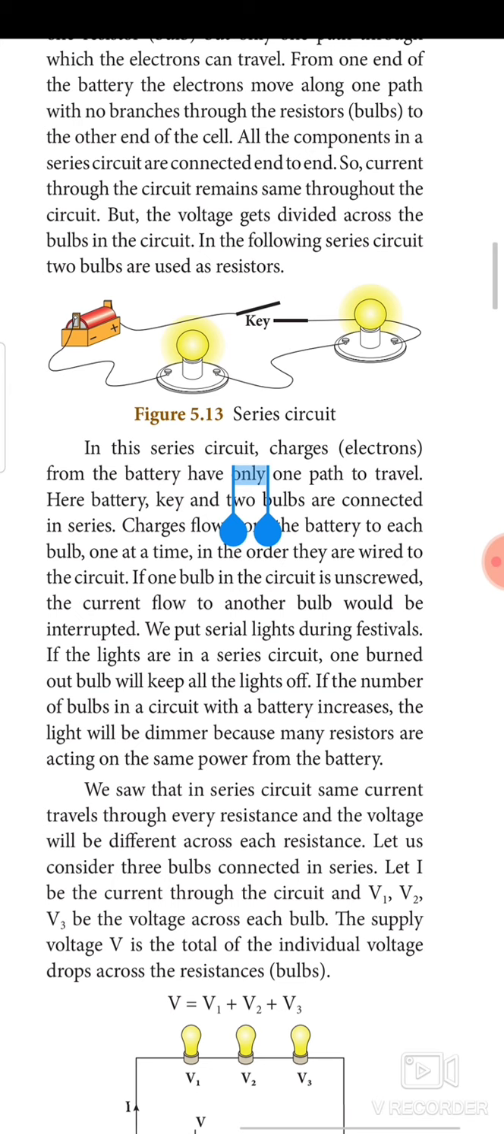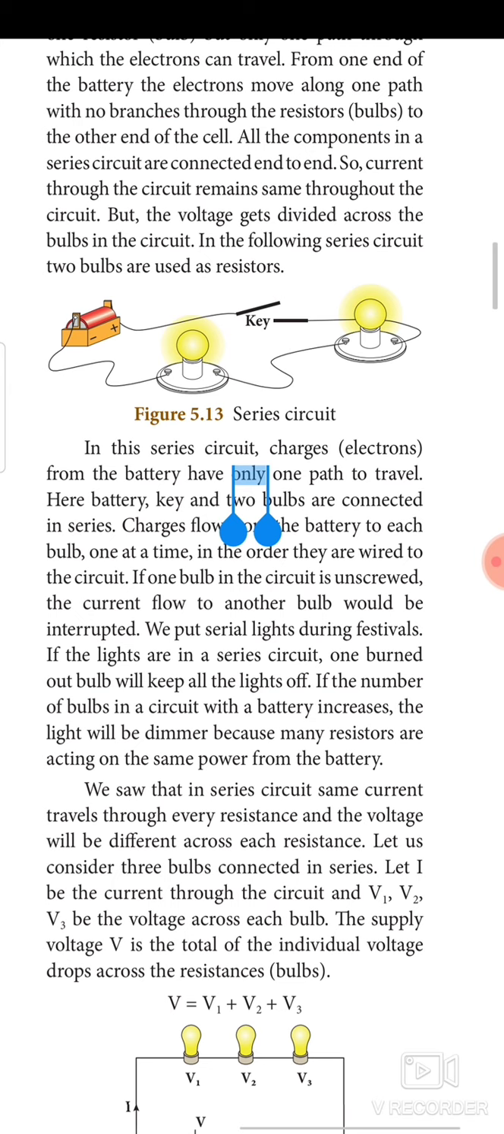If one bulb in the circuit is unscrewed, the current flow to the other bulb would be interrupted. This is what happens in a series circuit. We put serial lights during festivals. Yes, and this is the Christmas season. Many of you may put serial lights in your home. If the lights are in a series circuit, one burnt out bulb will keep all the lights off. If the number of bulbs in a circuit with a battery increases, the lights will be dimmer because many resistors are acting on the same power from the battery.